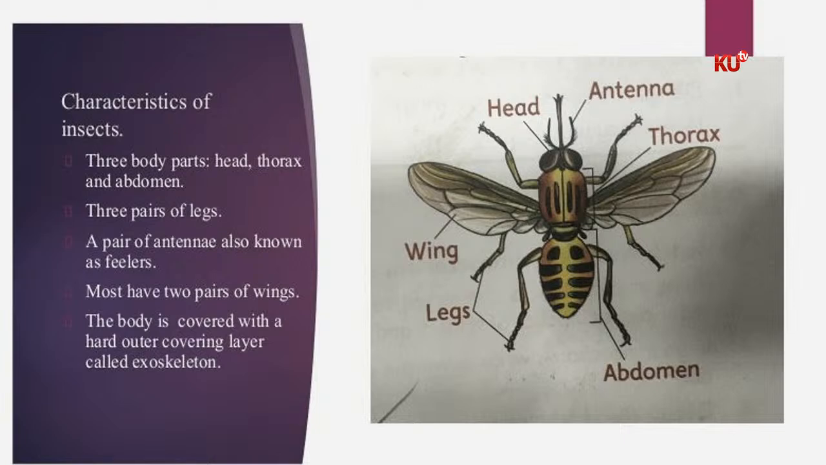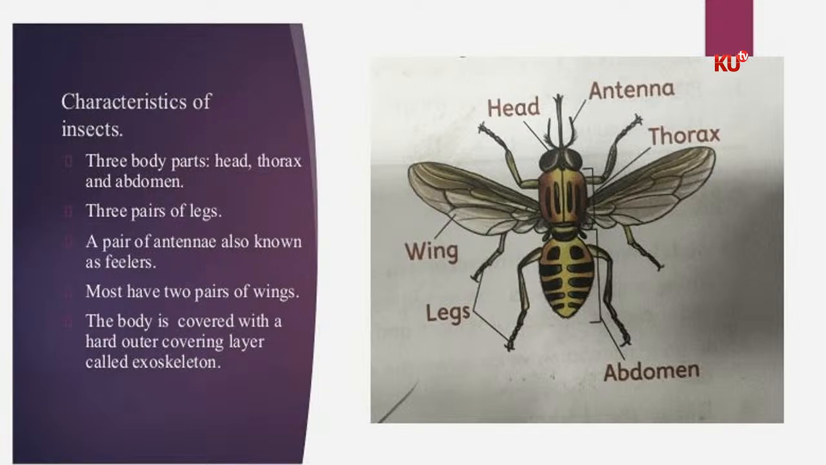Characteristic number 3 of insects is that all insects have feelers or antenna. An antenna or a feeler is used to feel or to sense. We can see on the head, apart from the eyes of an insect, we also have the antenna. The antenna is also called the feelers. It acts as the aerial. It gets some senses used for sensing or feeling.